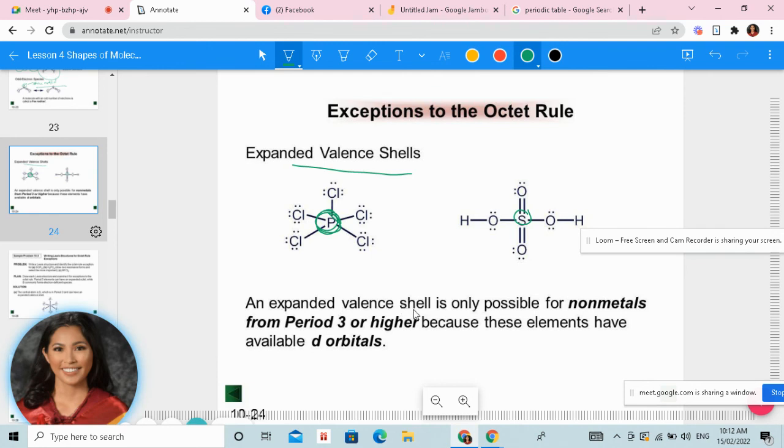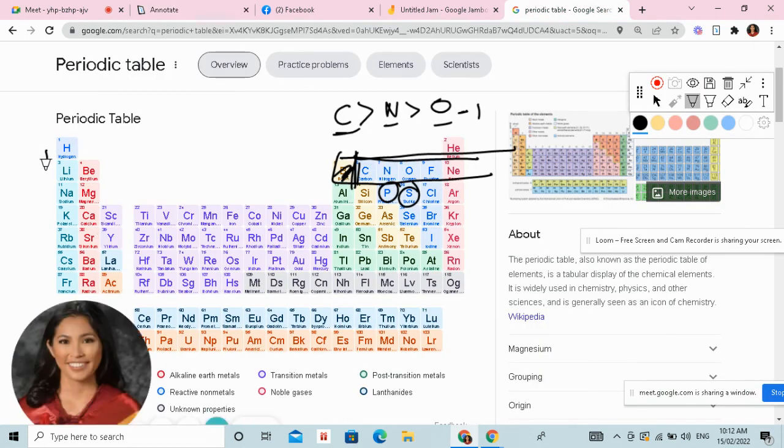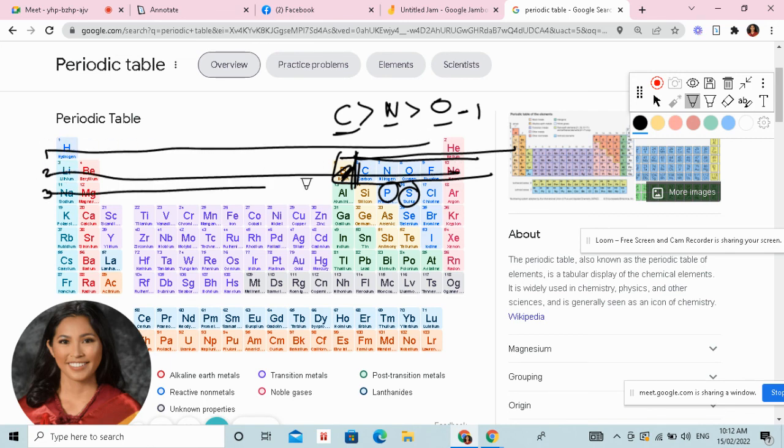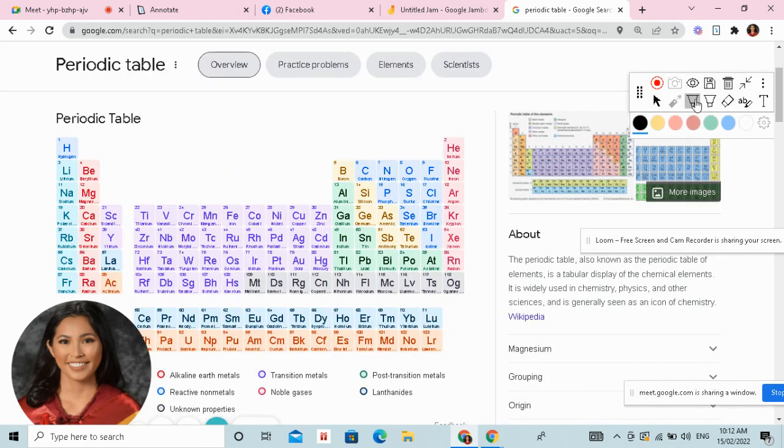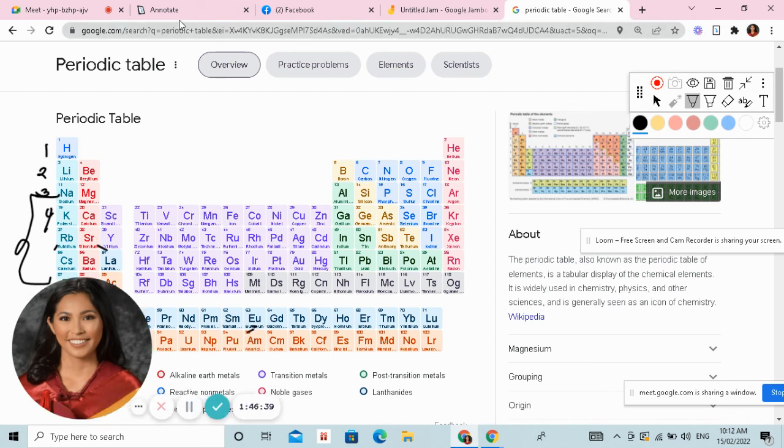So an expanded valence shell is only possible for nonmetals from period 3 or higher, because these elements, okay, from period 3: period 1, period 2, period 3, period 4, period 5, period 6, period 7. Be able to identify the period. Now, periods 1, 2, 3, and especially the fourth, 5, 6, 7, have d orbitals and then f orbitals, so they can have exemptions to the octet rule.